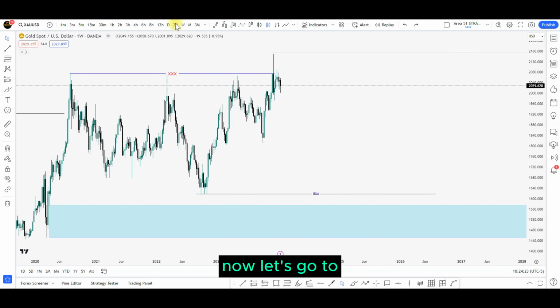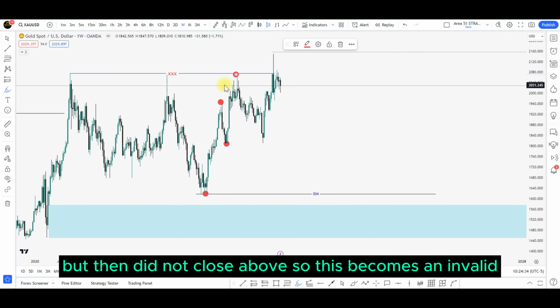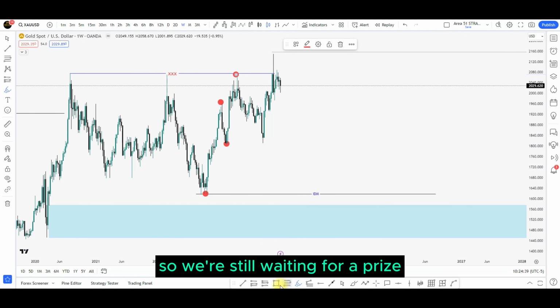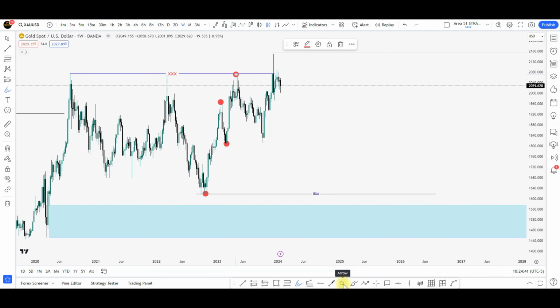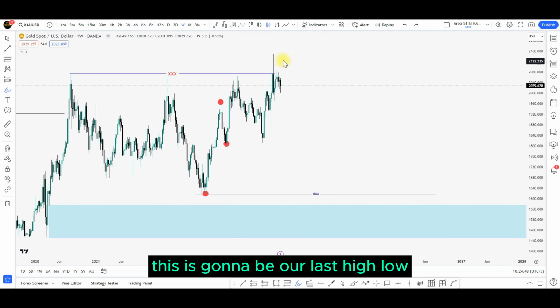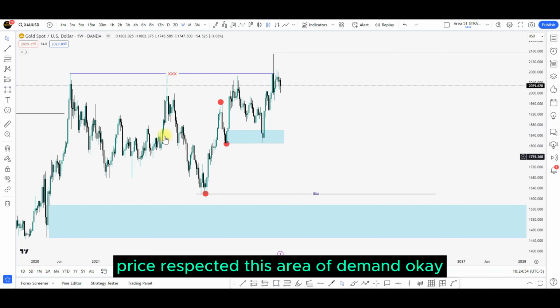All right, now on this time frame, we can see there is low, high, high, low, high, high, but then it did not close above. So this becomes an invalid higher high. So we're still waiting for price to close above this structure here. So what we're going to be doing is this is going to be our last high low, and then we're waiting. Okay, we can see on the weekly time frame price respected this area of demand.